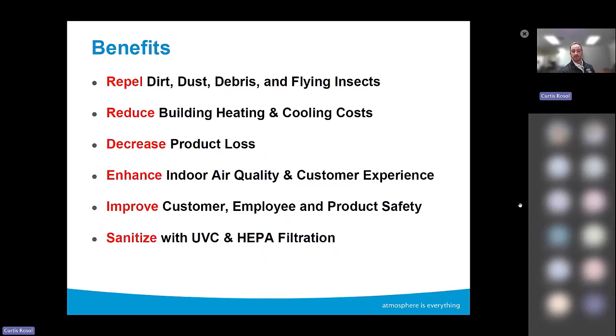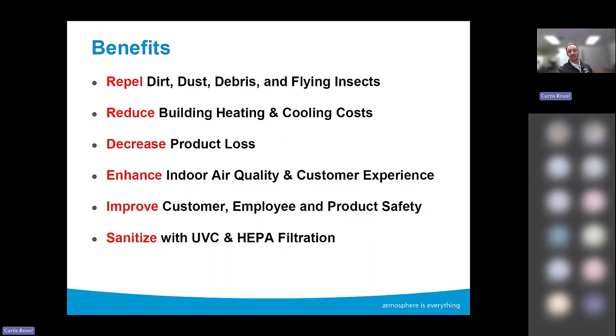Now there are numerous benefits to air curtains. These are the main ones broken down. First and foremost, and probably the most common, is repelling dirt, dust, debris, and flying insects. I know a lot of you probably know air curtains as fly fans. That's how they started, for those fly fan applications, and it's still a very common application today.